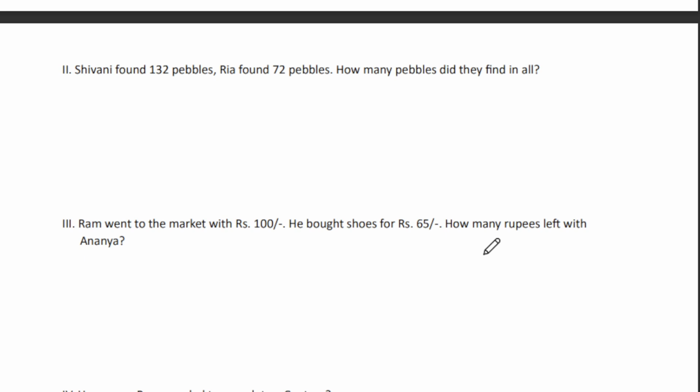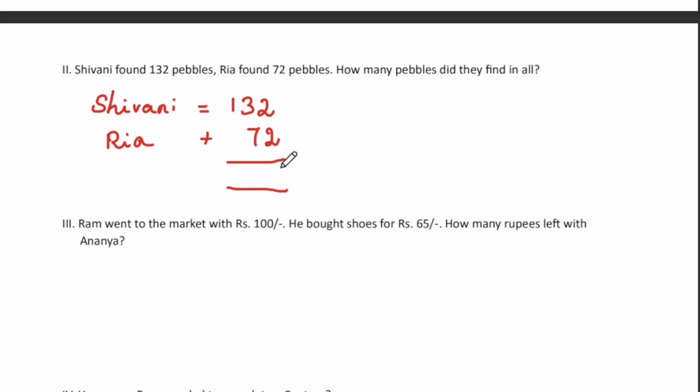Shivani found 132 pebbles. Ria found 72 pebbles. How many pebbles did they find all together? So you need to add this. Okay. So you have to write Shivani. Okay, I'll change the color. So Shivani equal to 132 pebbles and Ria 72. So adding together.